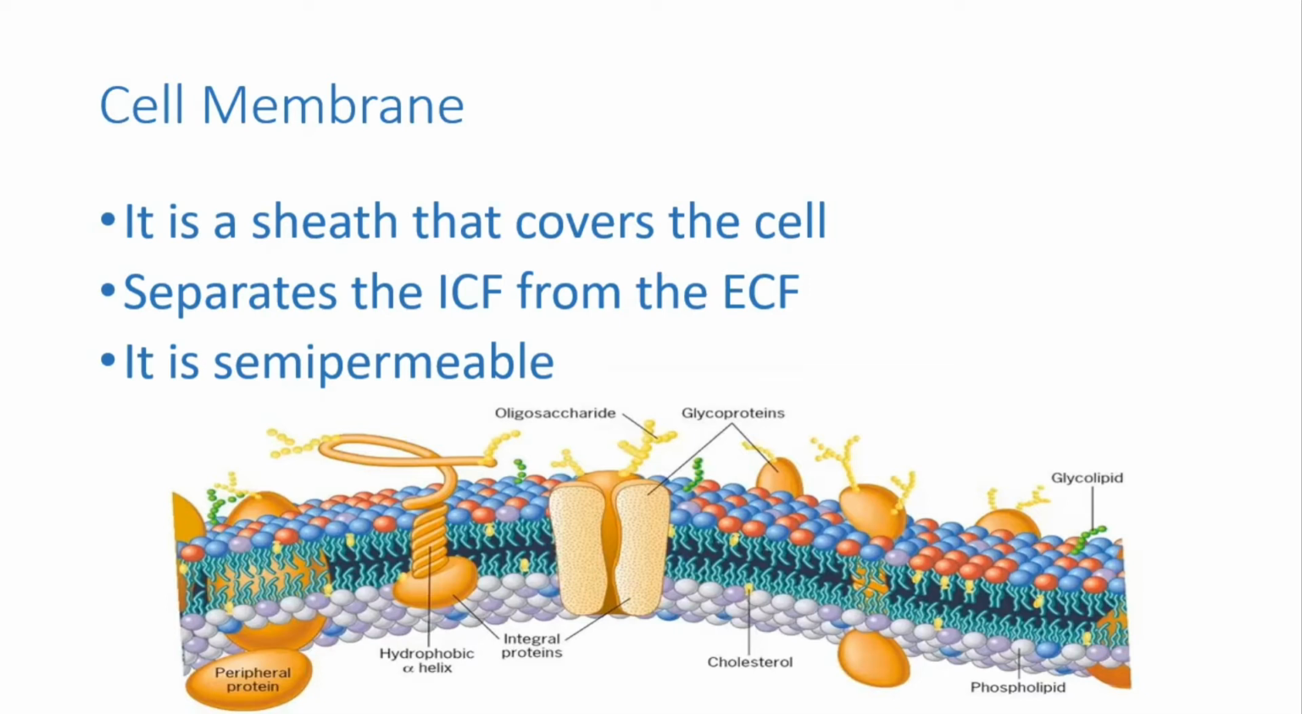As I said, it's a sheath that covers the cell, and it separates the extracellular fluid, which is outside the cell, from the intracellular fluid, which is inside the cell. And it's semi-permeable, which means it allows only some substances to enter the cell through some signaling, and it doesn't allow some other stuff, some pathogens, to enter the cell. That's why we call it semi-permeable. It's permeable to only some substances, not everything.